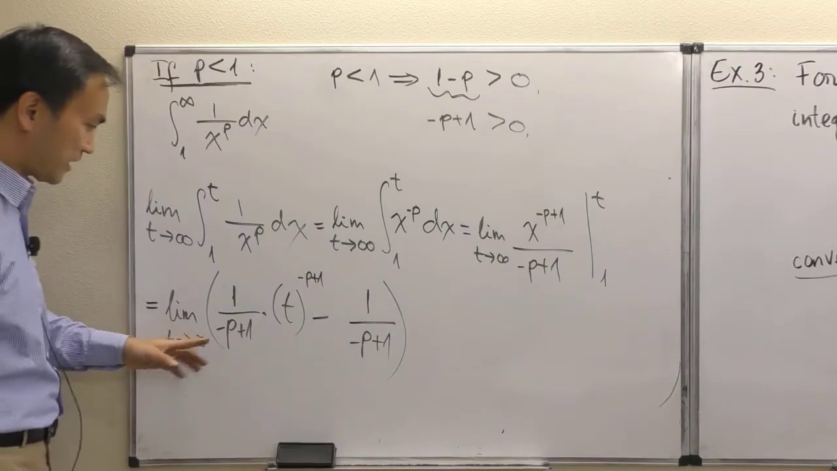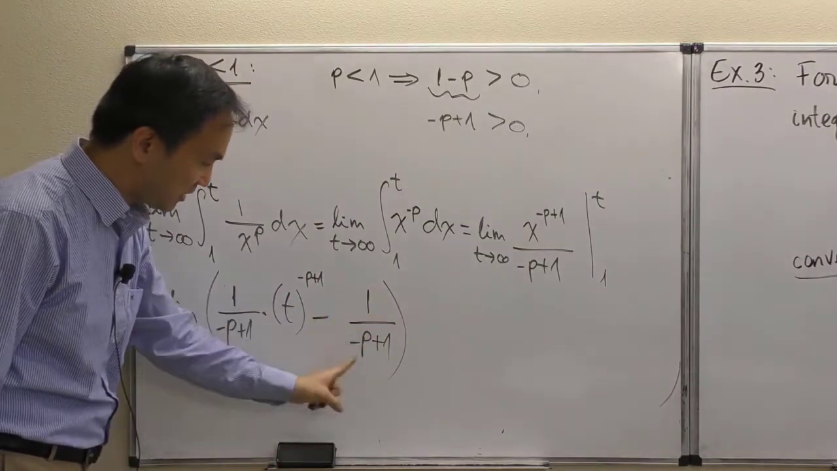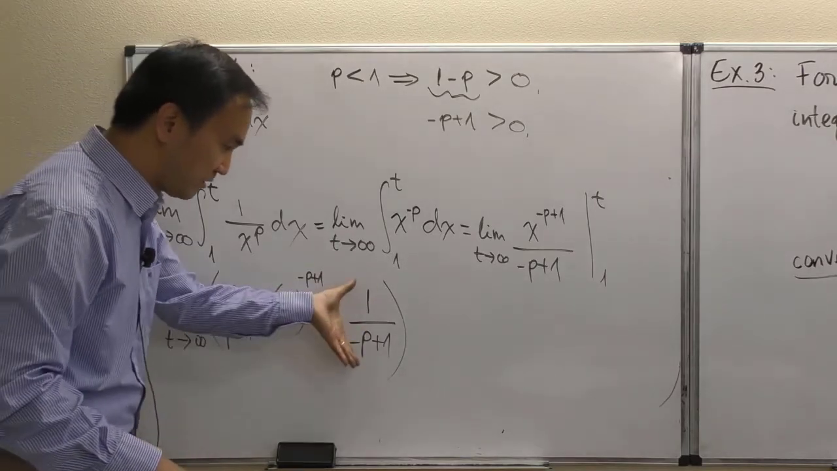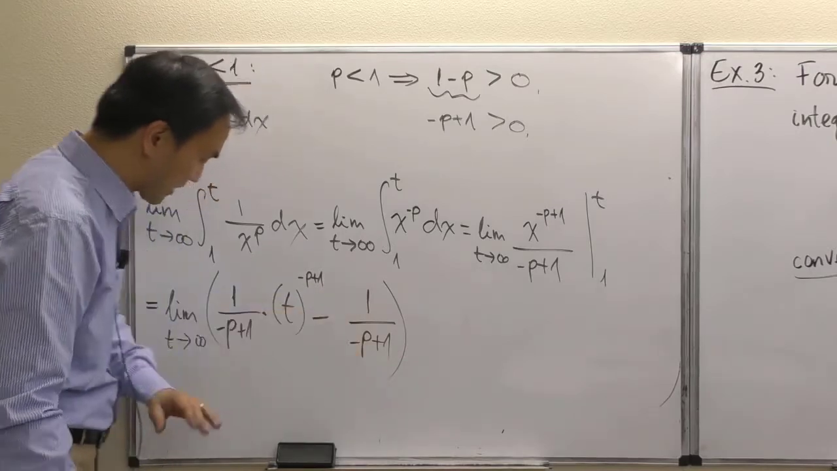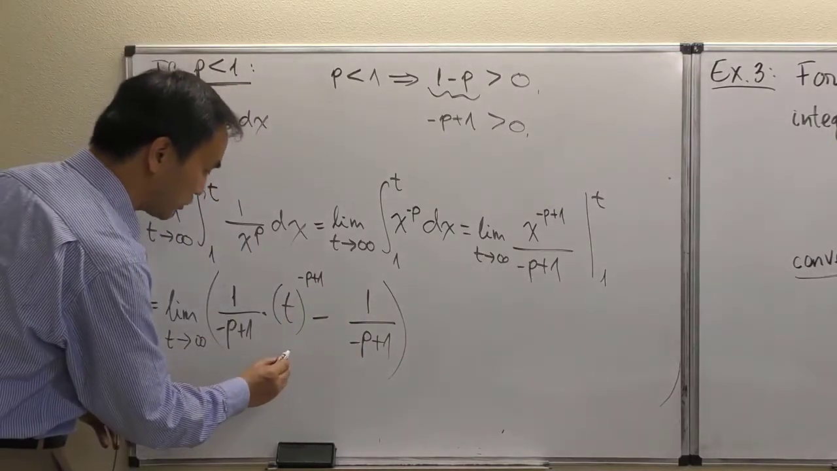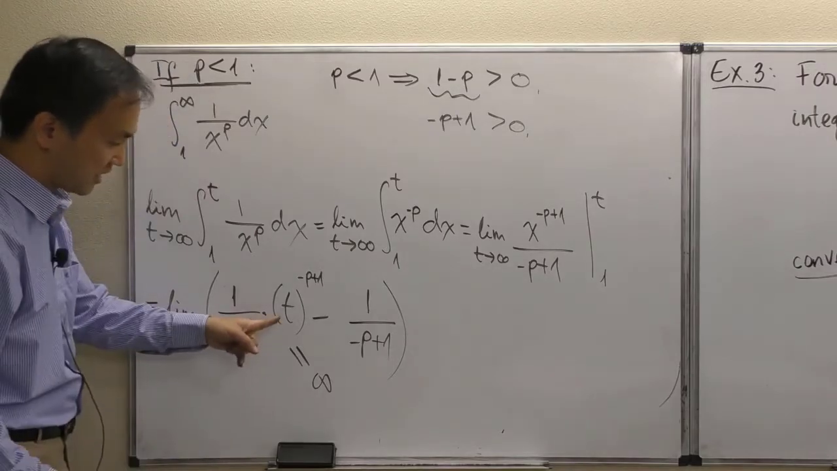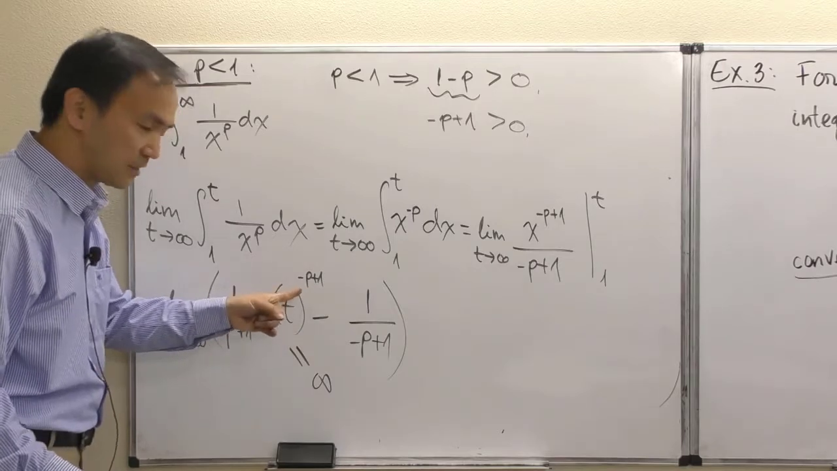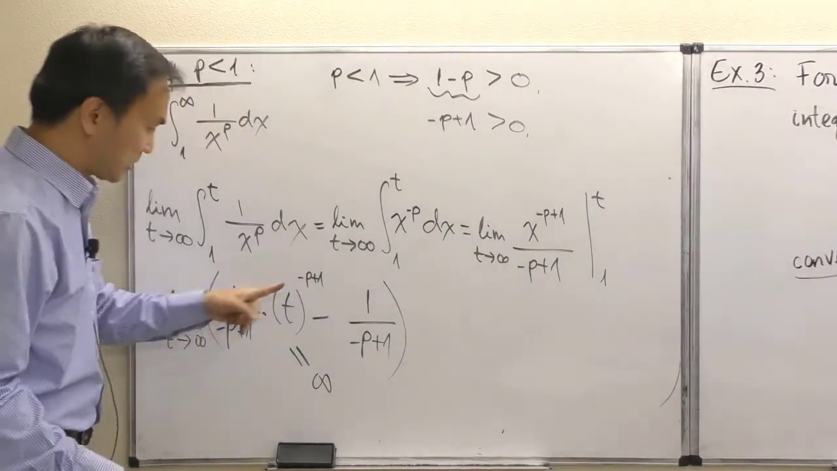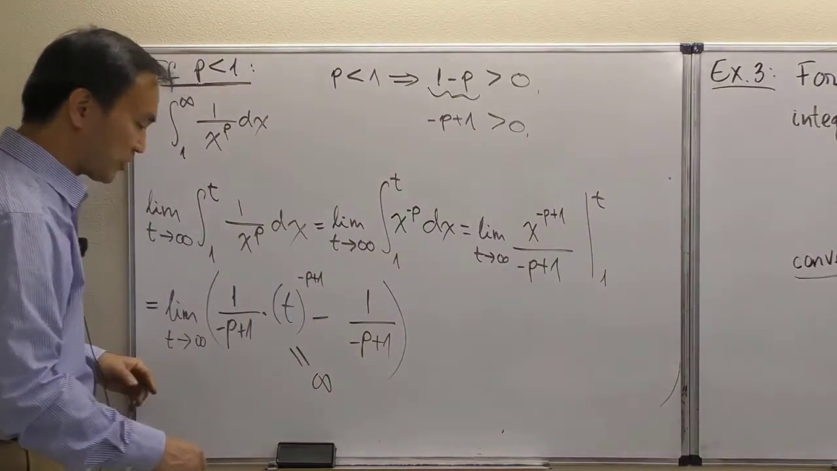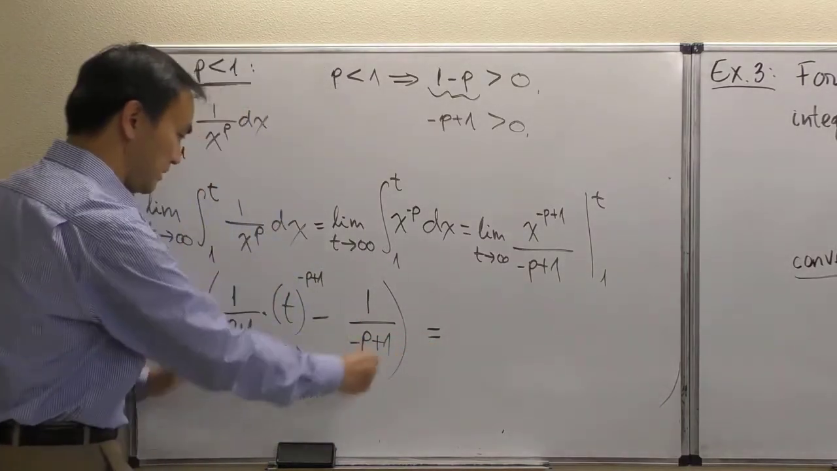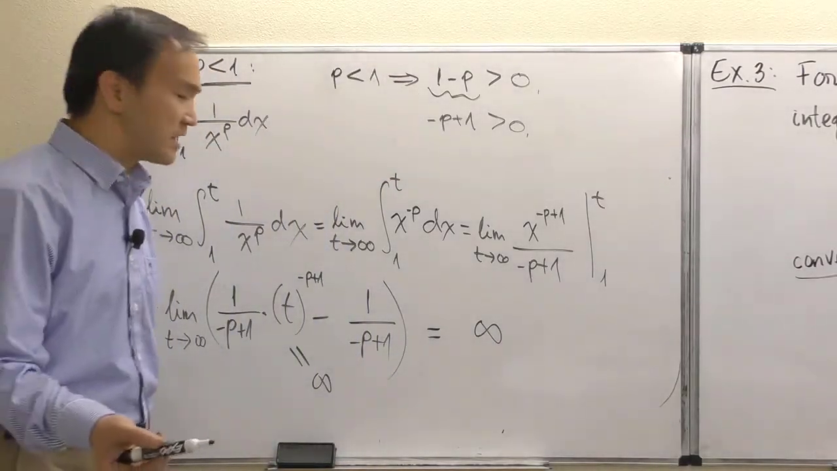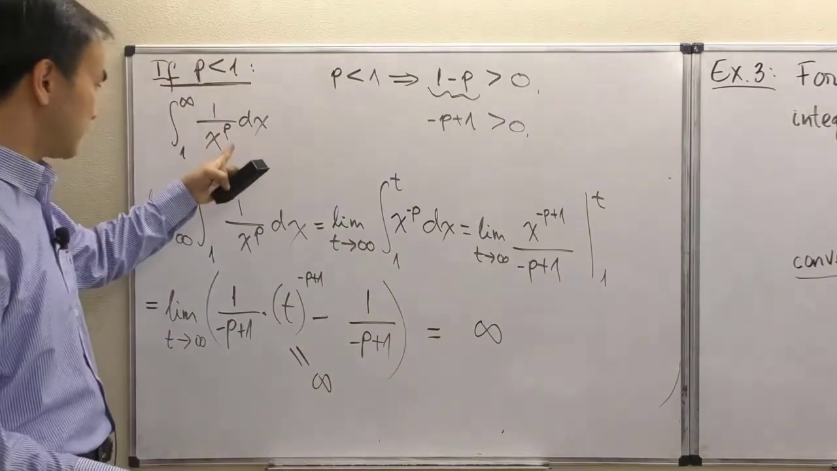Now, this particular term is a constant term, so the limit law says that when taking limits on a constant term, it remains the same. But this other term will always grow to positive infinity, because think of it as a power function, or a polynomial, with degree minus p plus 1. Because it's a positive power, we treat it like a polynomial. So in the end, this overall limit turns into positive infinity. The limit turns out to be positive infinity. That means the integral here.